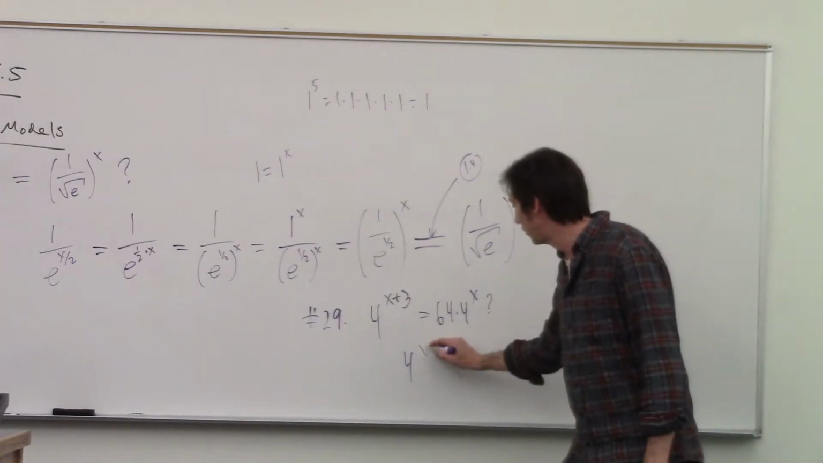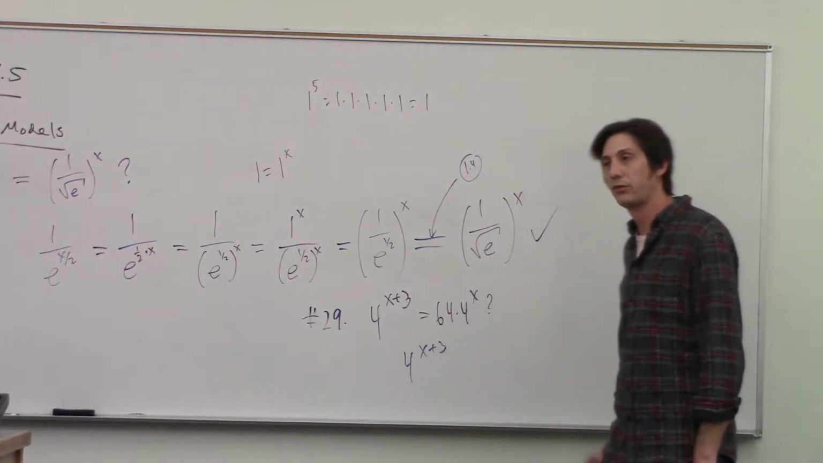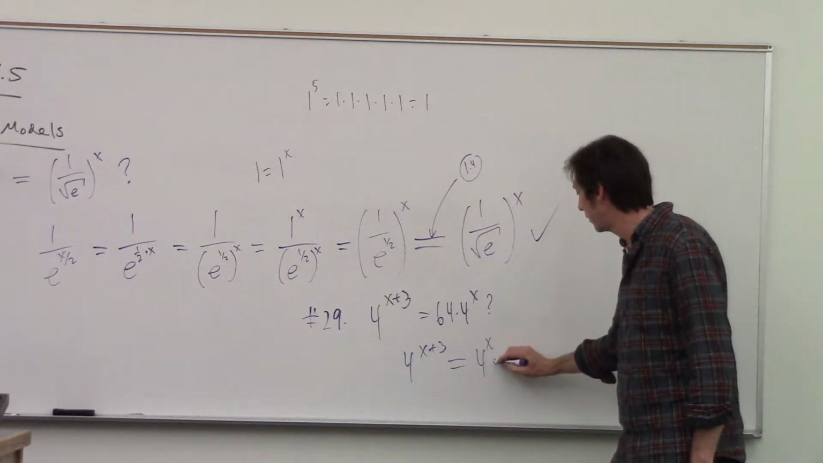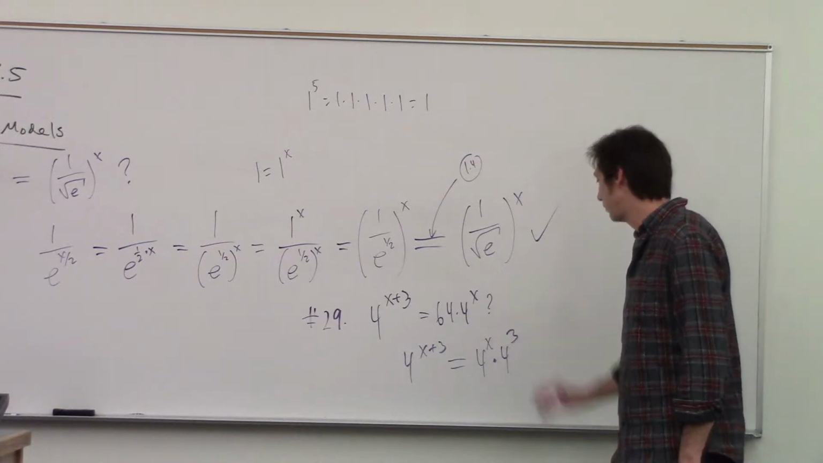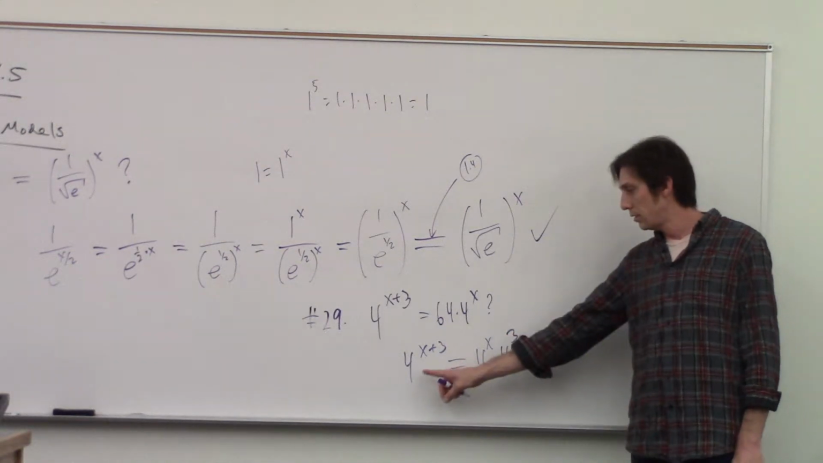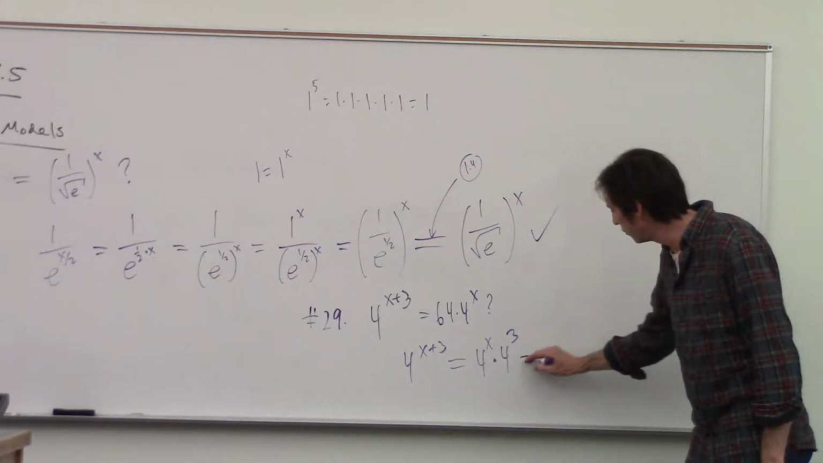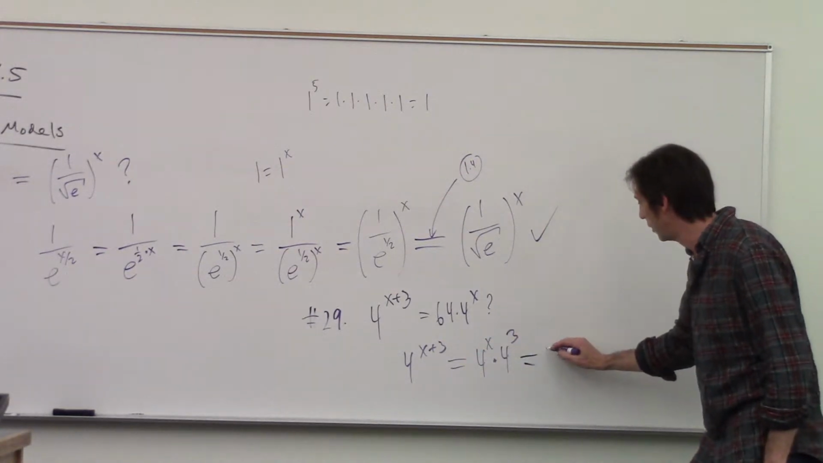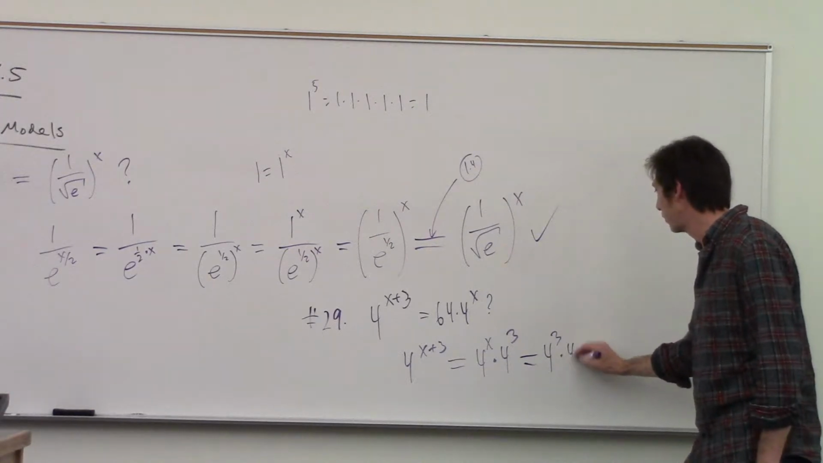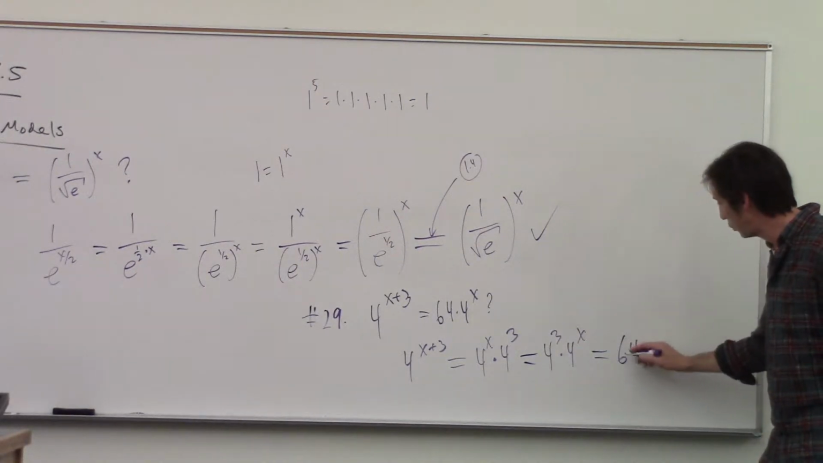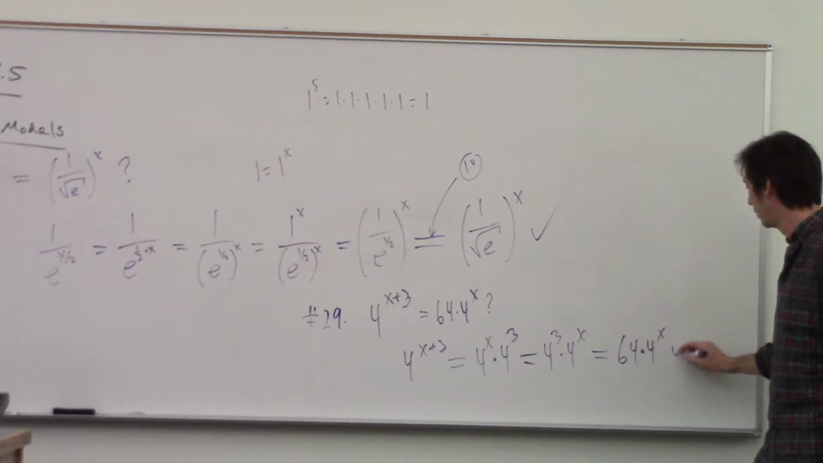When you are adding in the exponent, like we are to begin with, 4 raised to the x plus 3, my first law of exponents tells me that this is 4 to the x times 4 to the 3. Right? If my base is the same, I should add the exponents together. Since I'm multiplying here, I can change the order of the two factors. In other words, this is 4 cubed times 4 to the x. And then 4 cubed is 64, and so we're getting 64 times 4 to the x, just like we wanted.